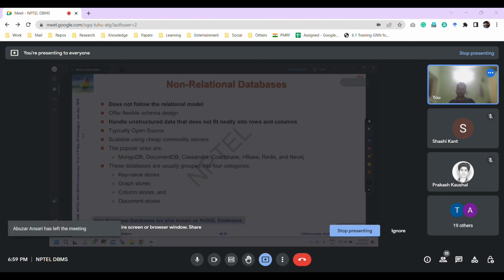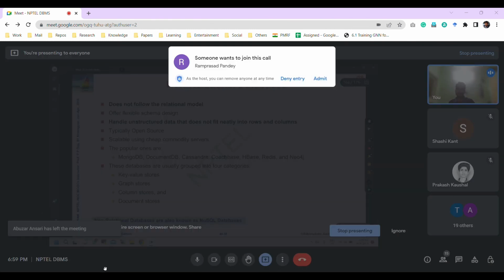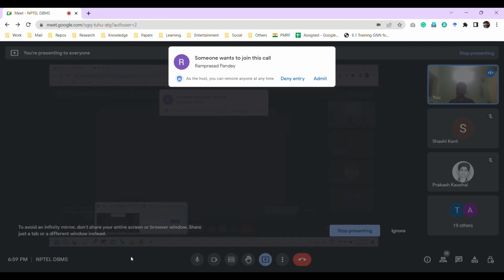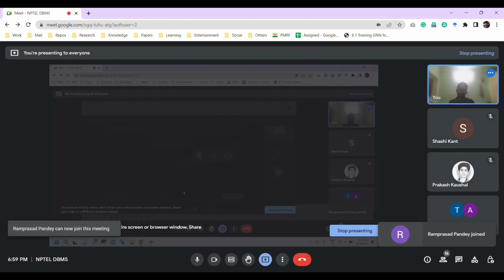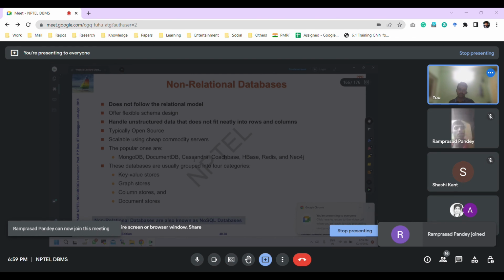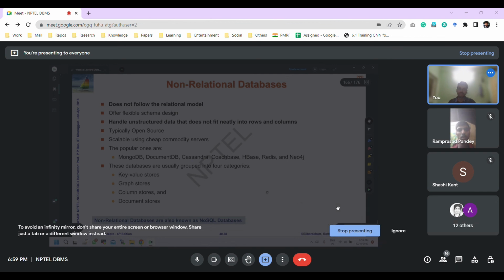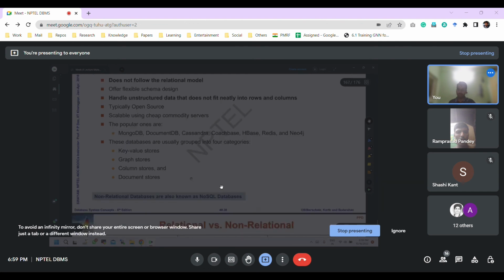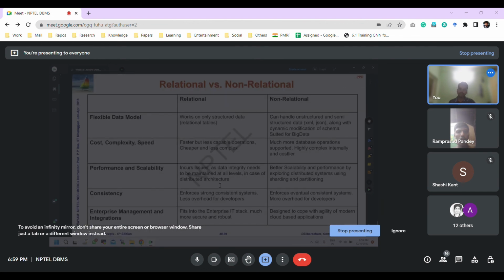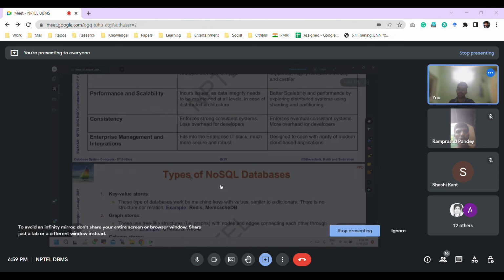Now there are non-relational databases, which we use to get more and more data storage. So there is MongoDB, DocumentDB, Cassandra, and there are multiple ones. So these are some theoretical things you can see.